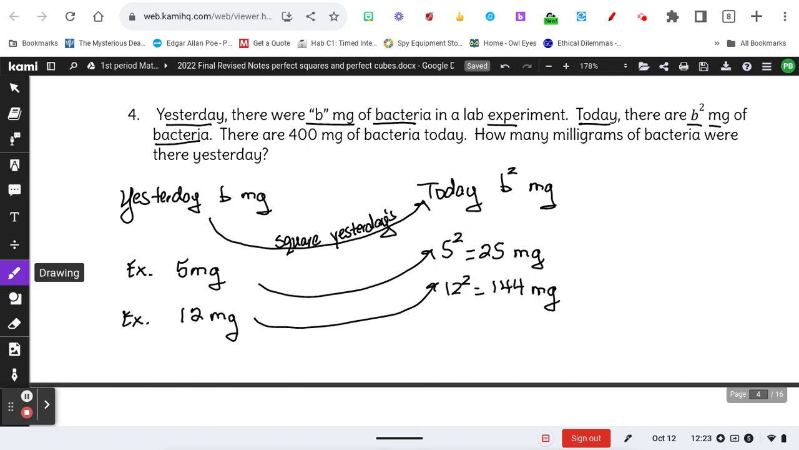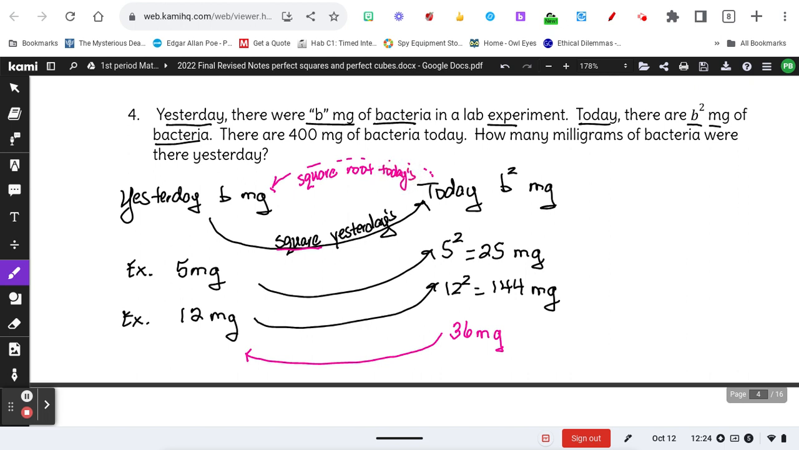Suppose I said there are 36 milligrams today. How many were there yesterday? So if you want to go from today back to yesterday, you're going to do the inverse of squaring. Instead of squaring, you're going to square root it. The inverse of squaring is square rooting. Square root today's. And these types of questions are going to be in your test, okay? So I'm going to take the square root of 36. So I know yesterday that it had to be 6 milligrams, okay?